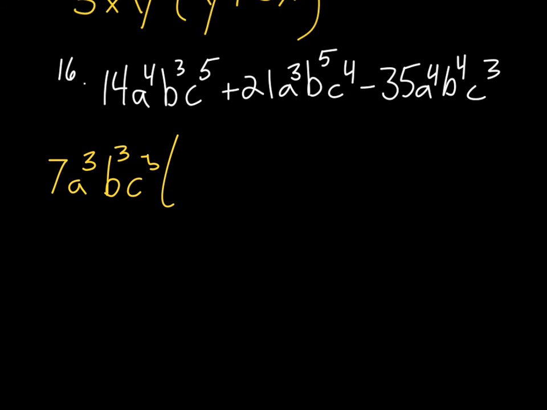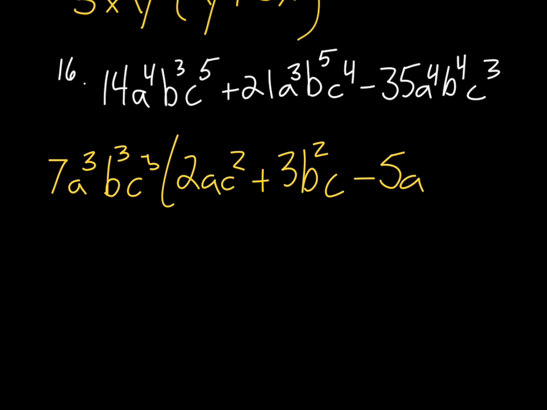All right, what times 7 gives you 14? 2. Do we need any more a's? Just one of them. Any more b's? No b's. Do we need any more b's? No. Okay, so how many more c's? 2. All right, on to the next term. What times 7 gives you 21? 3. Do we need any a's? No. b's? 2 b's. c's? 1 c. Minus 5. 1 a and 1 b. Any c's? No c's.